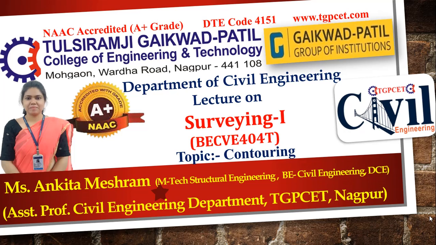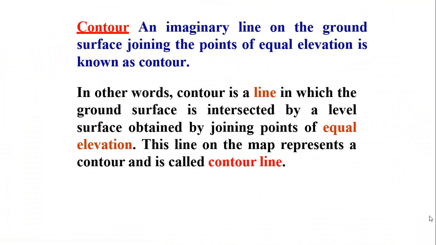The topic I am going to deal with in today's session is contouring. So, let us begin with the lecture. What is meant by contour? Basically, a contour is an imaginary line on the ground surface joining the points of equal elevation. In other words, a contour is a line in which the ground surface is intersected by a level surface obtained by joining the points of equal elevation.